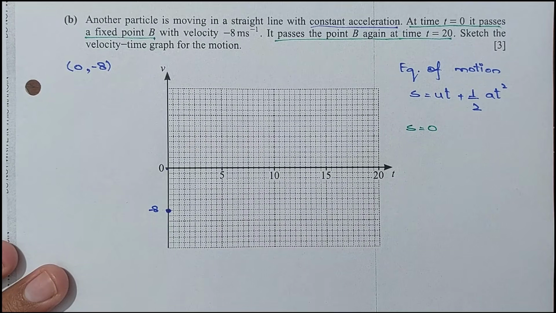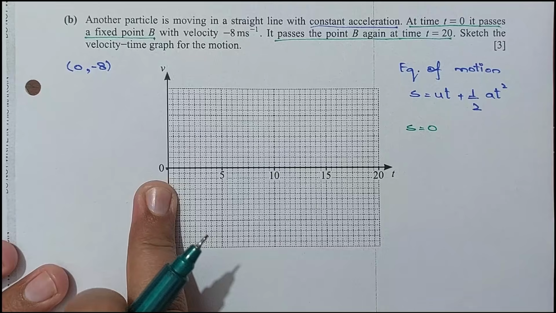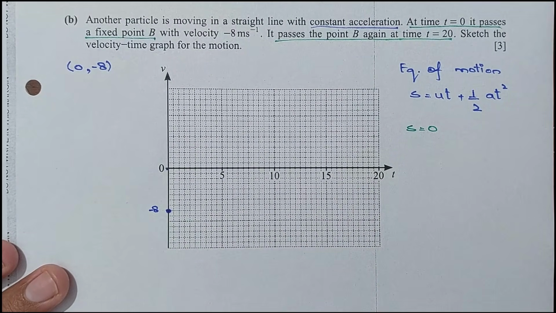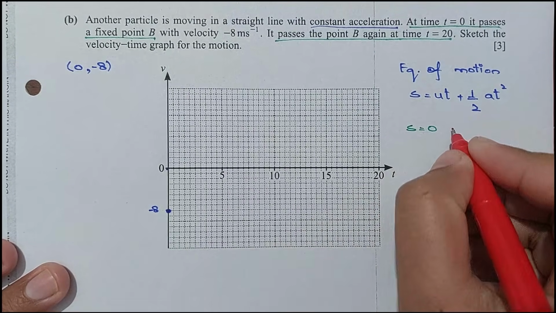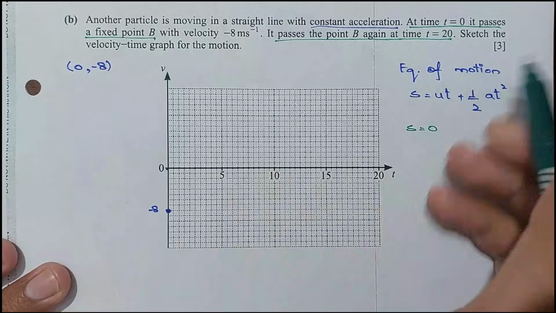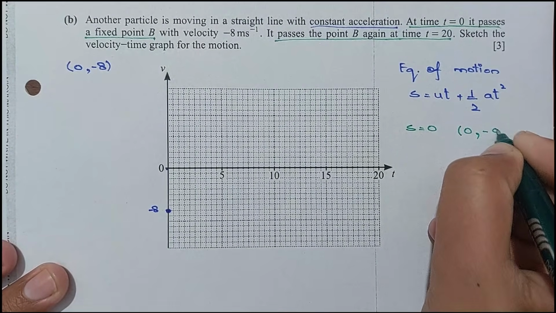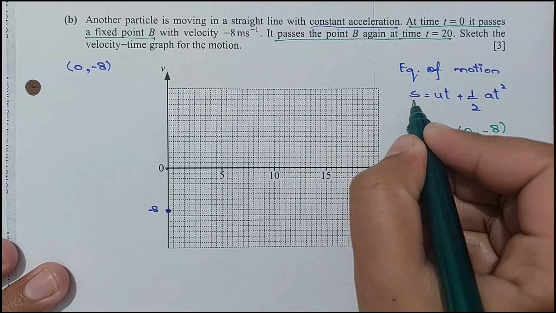Since the particle returned to the point B at t equals 0, it passes through B, and it returned to B at t equals 20, so the total displacement would be equal to 0. So just substitute the displacement, which is 0. Sorry, the displacement is 0.